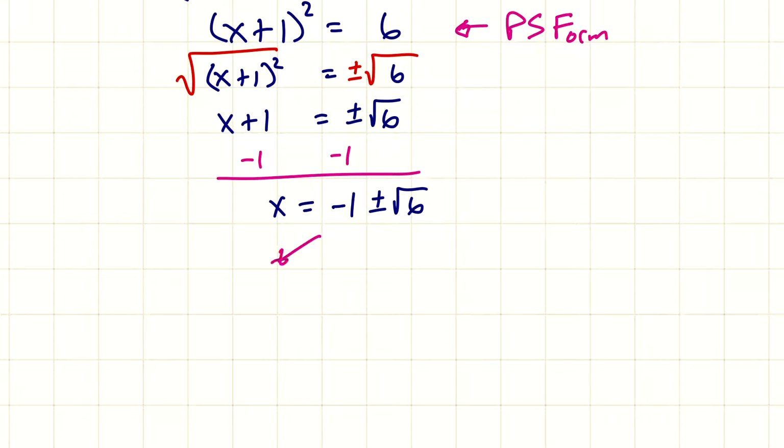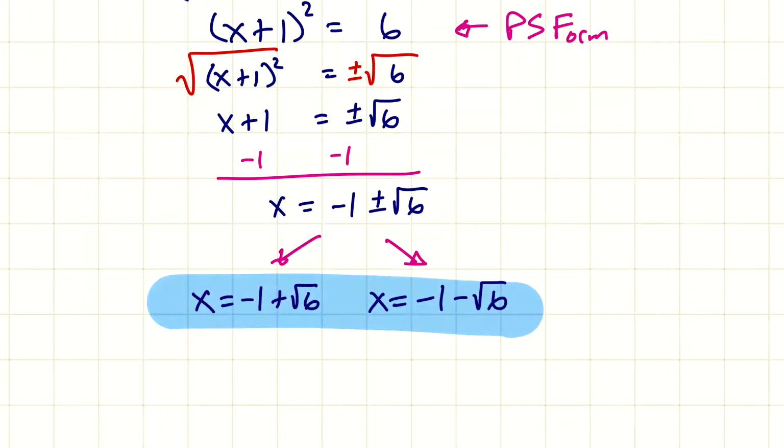So let's just split these up. This is going to be x equals -1 plus the square root of 6, and x equals -1 minus the square root of 6. All right, so those are our two answers for this equation.